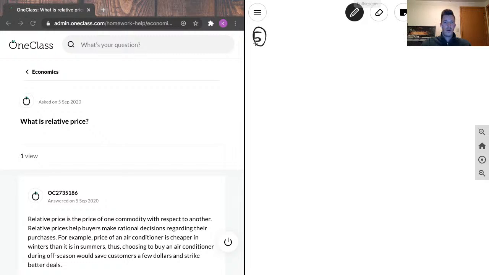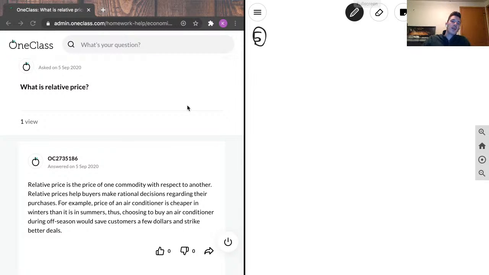Question 5, what is relative price? Relative price is the price of one commodity with respect to another. Relative prices help buyers make rational decisions regarding their purchases. For example, the price of an air conditioner is cheaper in winters than it is in summers. Thus, choosing to buy an air conditioner during off-season would save customers a few dollars and strike better deals.